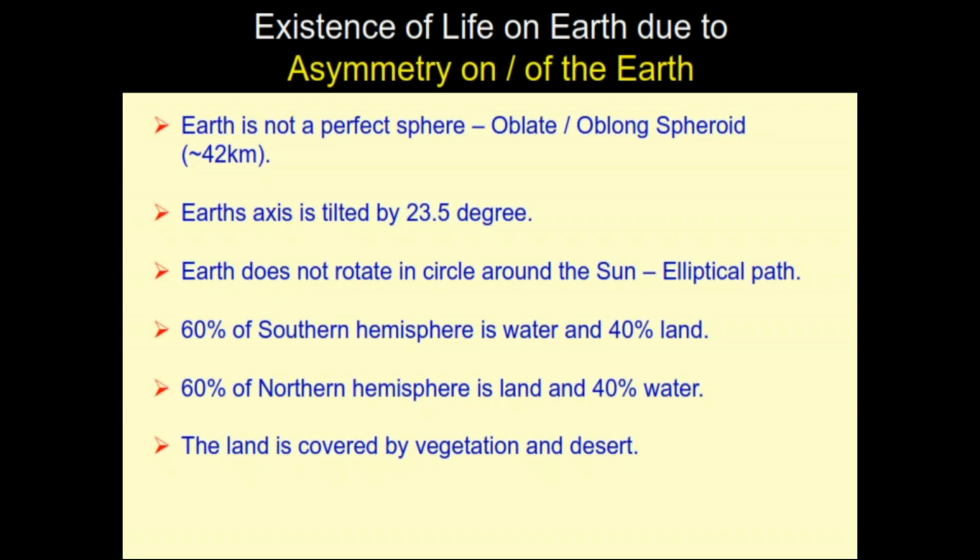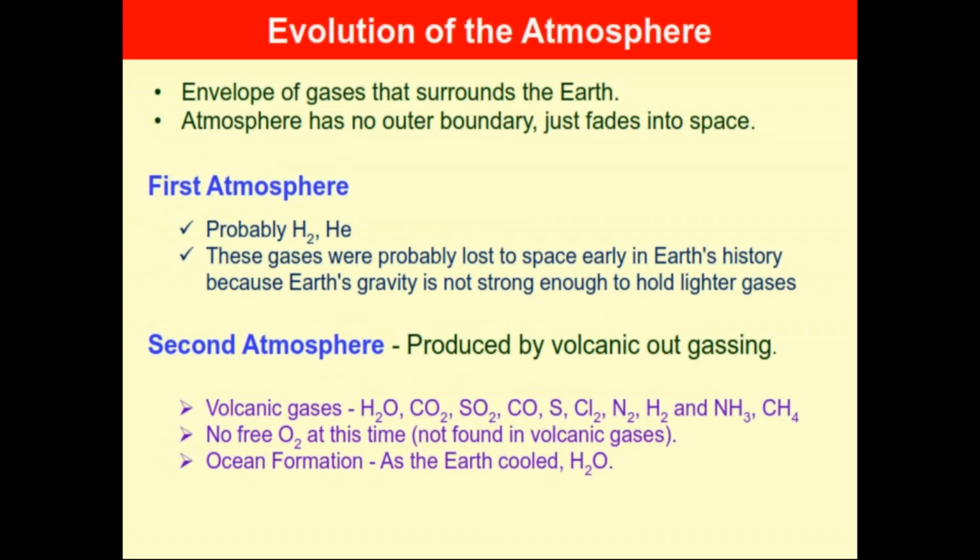About 60% of the southern hemisphere is water, and only 40% is land. In the northern area, it is vice versa, like 60% of the northern hemisphere is land, and only 40% is water. So the whole land on the planet is covered by vegetation, desert and water.